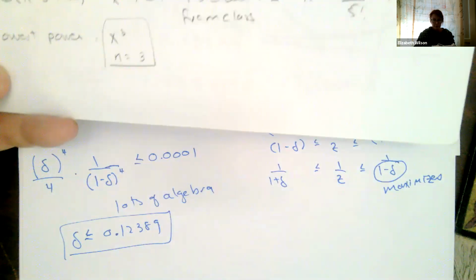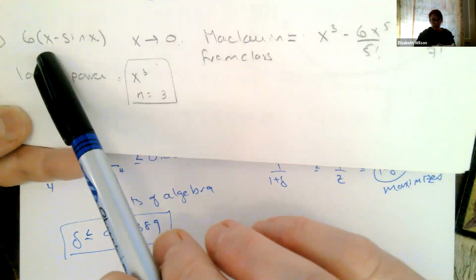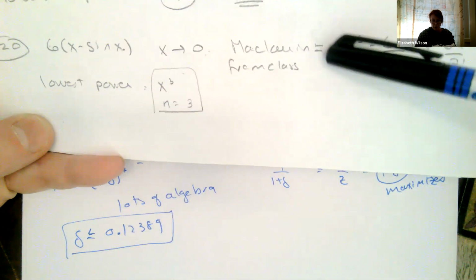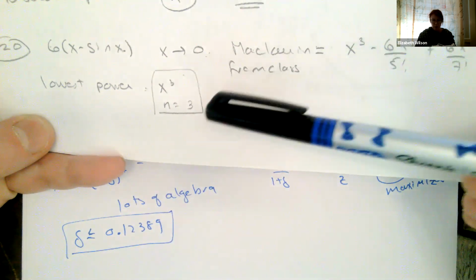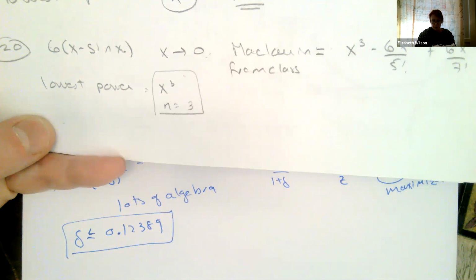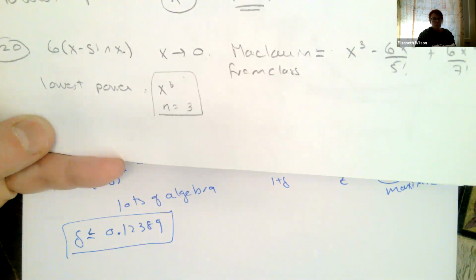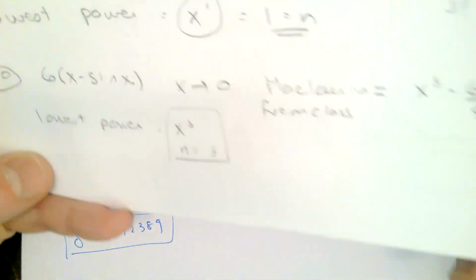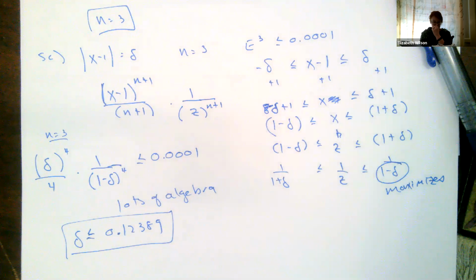20 is just here, I'll just show you 20 really quick. So 20 is like, we did this Maclaurin series in class by substitution. We got this as our Maclaurin series. It's our lowest degree term, contributes the most to it. So n equals 3 on number 20.